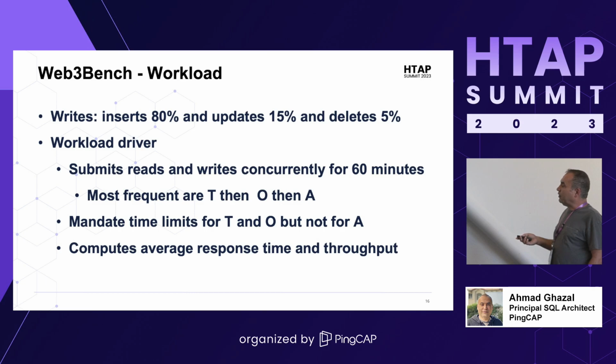And we are mandating response time for the T and the O. Since these are instantaneous and online serving, other benchmarks just measure overall throughput, and that's it. But for a successful execution of this benchmark, you have to meet the time limits for the T and the O, right? And we're also measuring metrics similar to other benchmarks, where you compute the average response time, the throughput, and what have you.